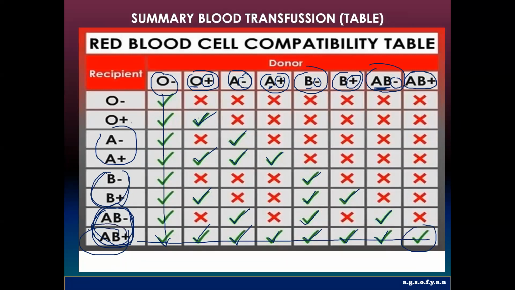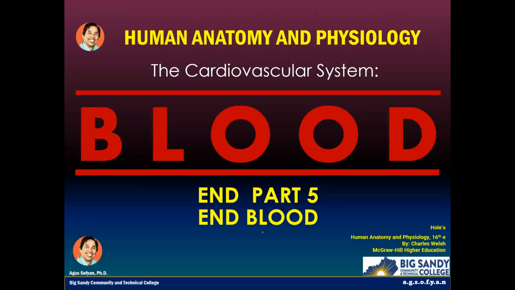So this is the real universal recipient, AB positive, and the real universal donor is O negative. If you are O negative, you are the most generous person. You can give your blood to anybody. If you are AB positive, you are the happiest person over here because you can receive blood from anybody. Okay, I think that's all for blood type and transfusion. I hope it is easy to follow. And we are done with the blood.